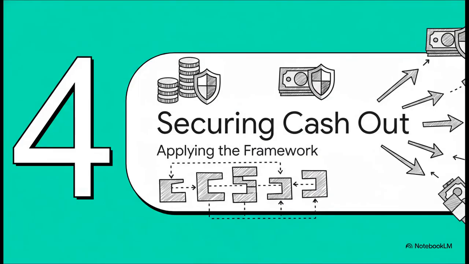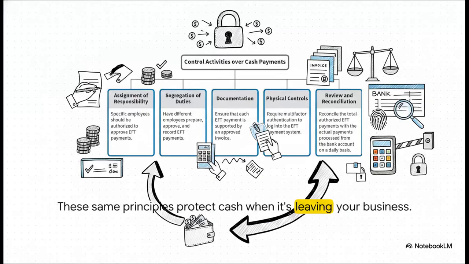Okay, so we spent a lot of time talking about how to protect the money that's coming in, but what about the money going out? Well, here's the beautiful thing about this framework. The exact same 5 principles apply to securing your cash payments, too. See? It's the same 5 principles, just pointing in the other direction. We're still using responsibility, segregation, documentation, physical controls, and review.